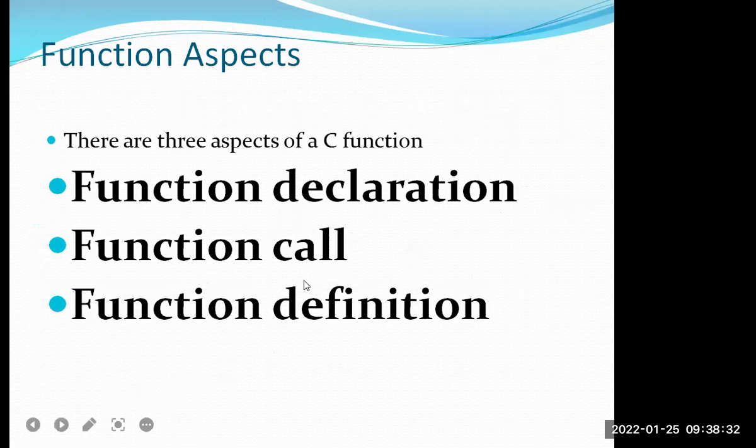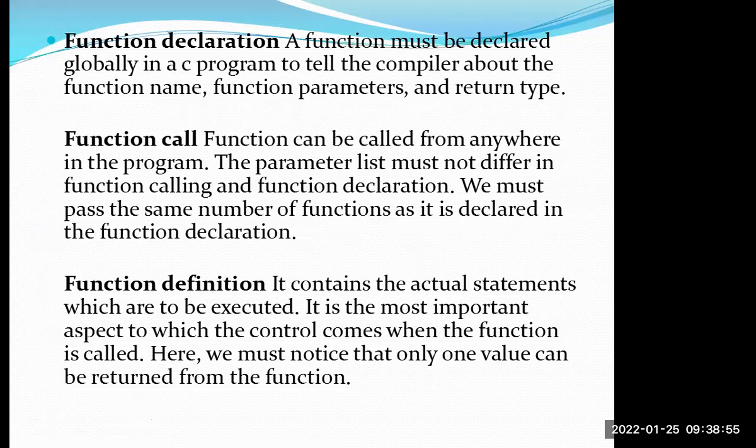These are the three basic aspects of functions in the C program: function declaration, function call, and function definition. In the last class I discussed these things. I will just review them, then we will move to the next topic. The function declaration must be declared globally in the C program to tell the compiler about the function name, function parameters, and return type. A function call can be used from anywhere in the program. And the function definition contains the actual statements to be executed.